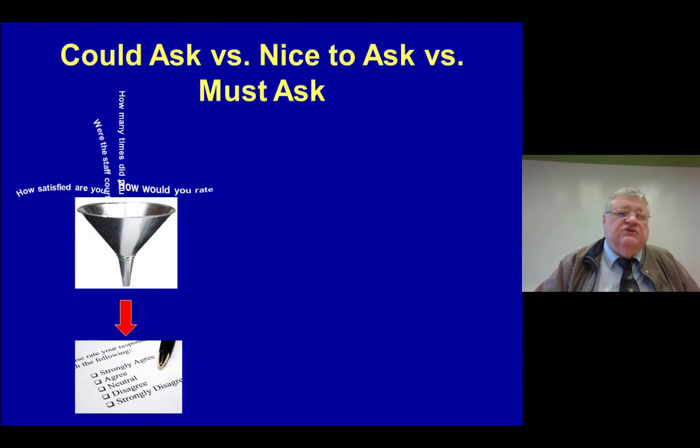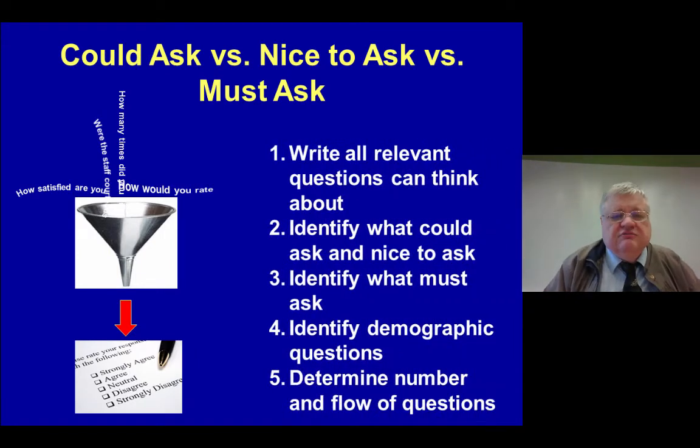I want you to first start on your computer, whiteboard, piece of paper, write down all the relevant questions you can think of for your survey. Don't hinder yourself in terms of it's too long, there's too many of them. Just write it out. Then I want you to separate them into 3 piles. Those questions I must ask in order to be answering my stated objectives. Those questions that would be nice to ask, and those questions I don't need to ask.